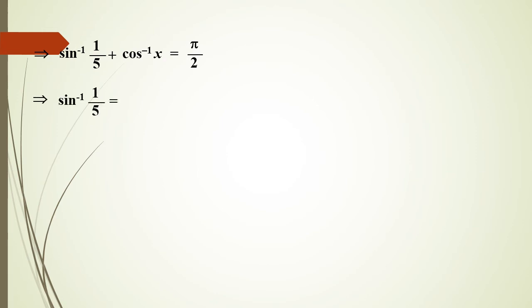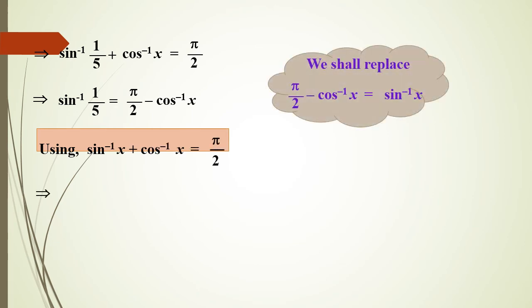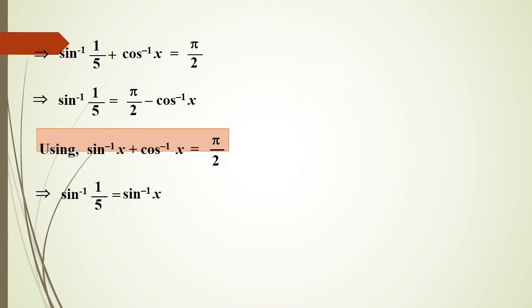Next, sine inverse 1 by 5 equal to pi by 2 minus cos inverse x. Next, you people know very well sine inverse x plus cos inverse x equal to pi by 2. Okay. Next, sine inverse x equal to pi by 2 minus cos inverse x can be written here. Therefore, sine inverse of 1 by 5 is equal to pi by 2 minus cos inverse x, in the sense what? It is sine inverse x. Sine inverse and sine inverse from both the sides are cancelled. Therefore, x equal to 1 by 5 is remaining. This is the value of x of the given term.